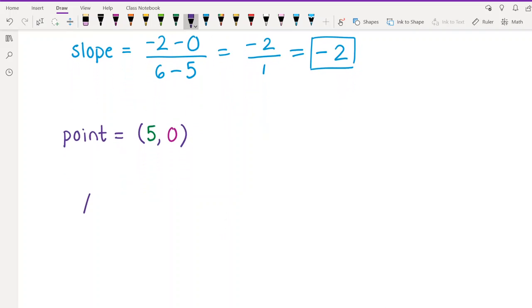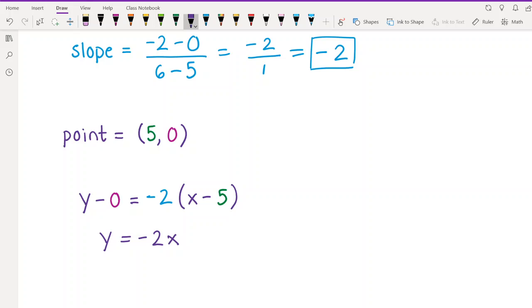Okay, so what is our equation going to look like? Well, we know that we're going to do y minus the y coordinate of our point, so that's y minus 0, is equal to the slope, which was -2, times x minus the x coordinate, which was 5. So we can simplify this to just y is equal to negative 2x.